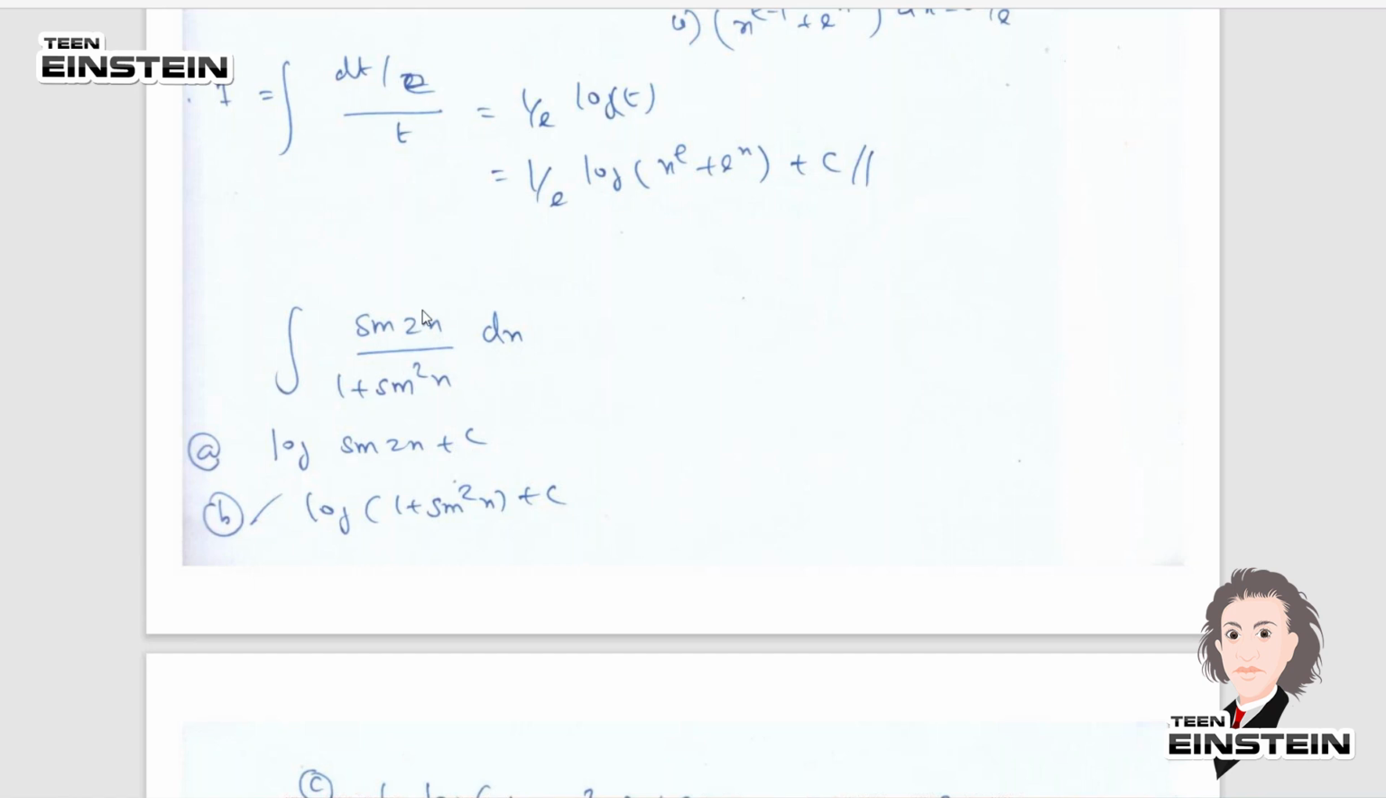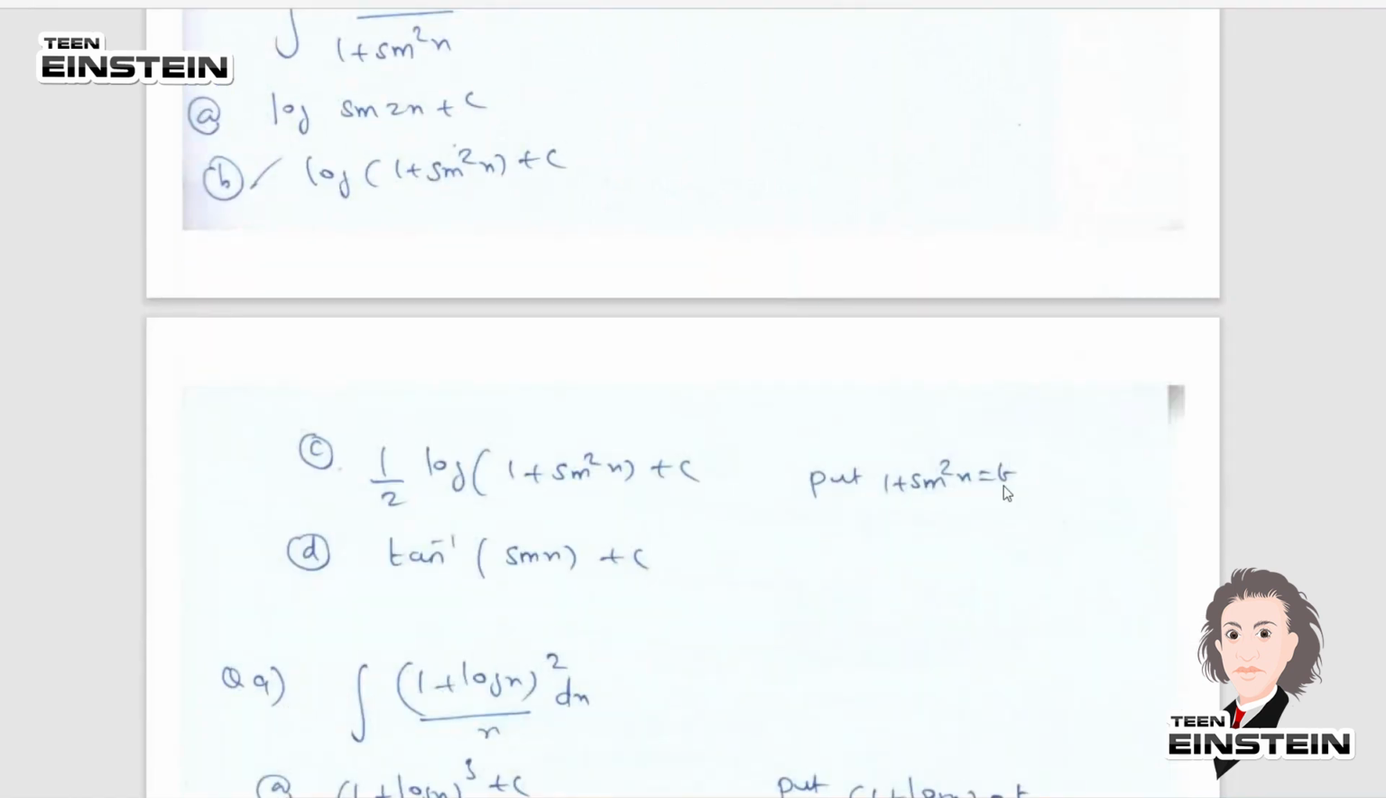Now see the denominator. What is the denominator? 1 plus sine square x. What is 1 plus sine square x? That can be taken as t. So it is replaced by t. So what you will get? Integral dt by t. Are you getting this term? Integral dt by t.